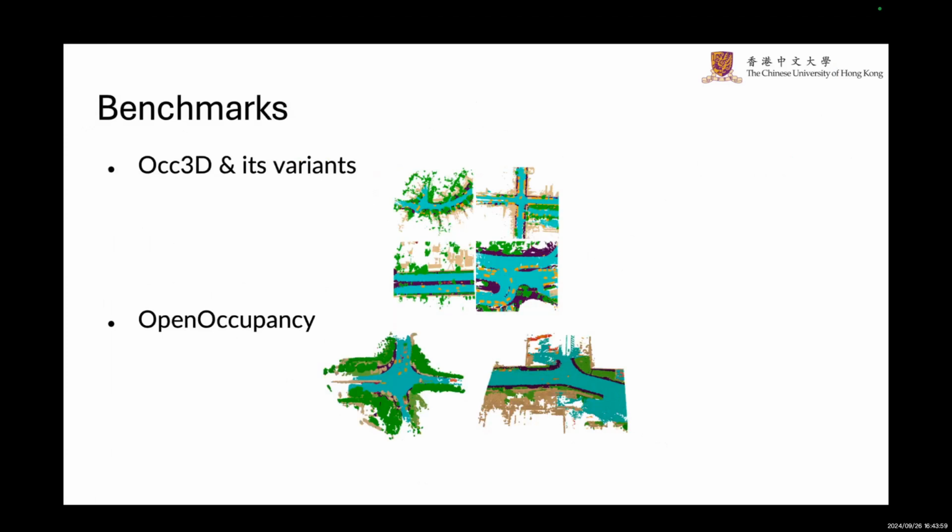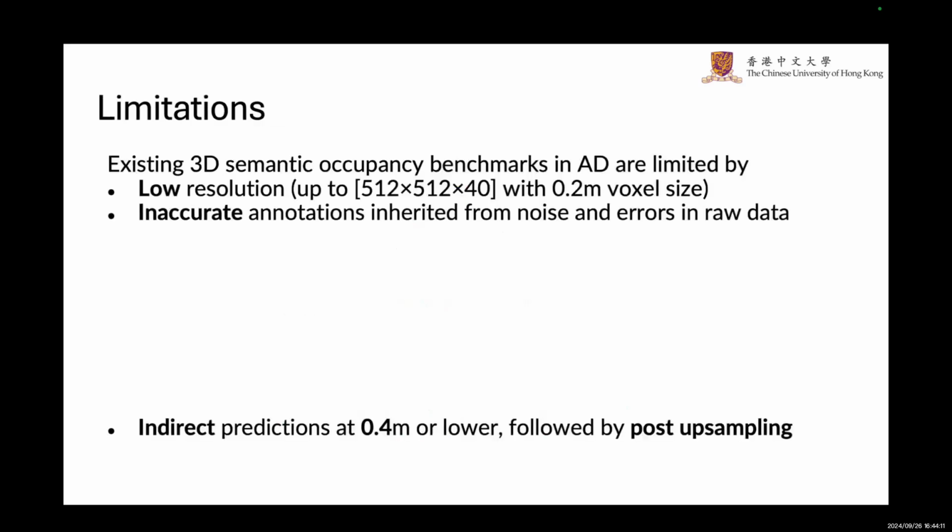Previously, the major benchmarks for this task were Occ3D and Open Occupancy. They are all derived from the nuScenes dataset, but their resolution is quite limited. The most precise resolution of previous benchmarks is 0.2 meters, but usually in 3D object detection or 3D semantic segmentation, the resolution is much finer, for example, 0.1 or 0.05 meters. So 0.2 meters is not enough to replace the old-fashioned perception tasks and to achieve unified 3D scene understanding.